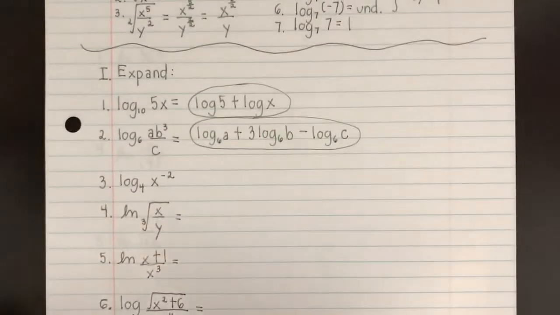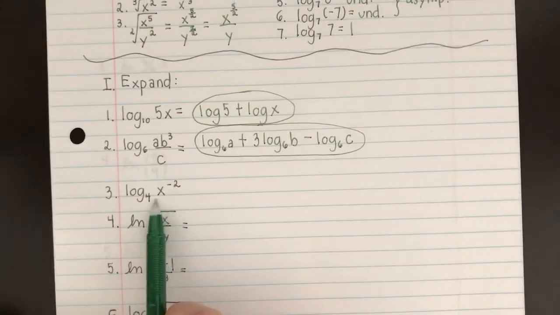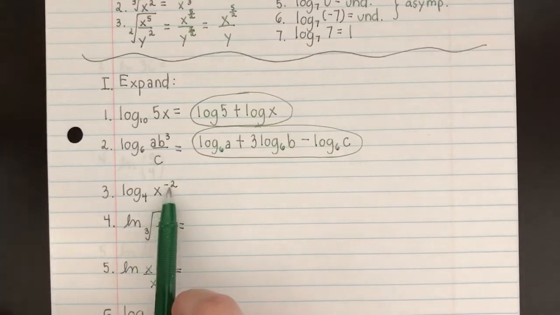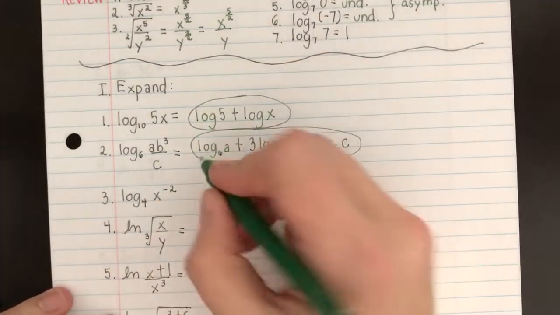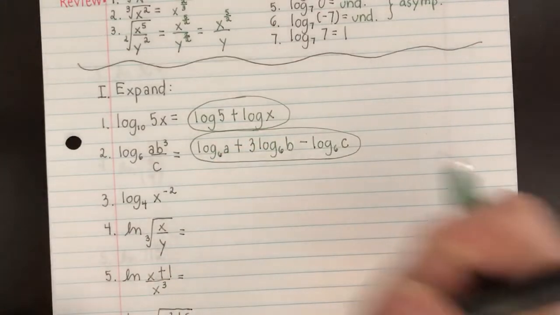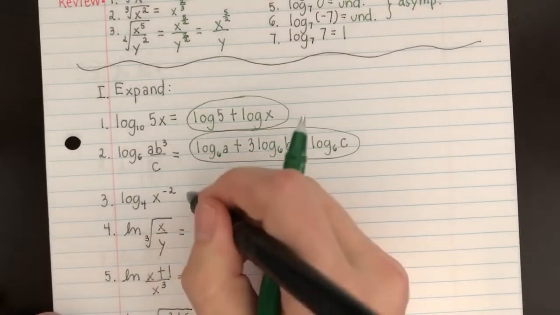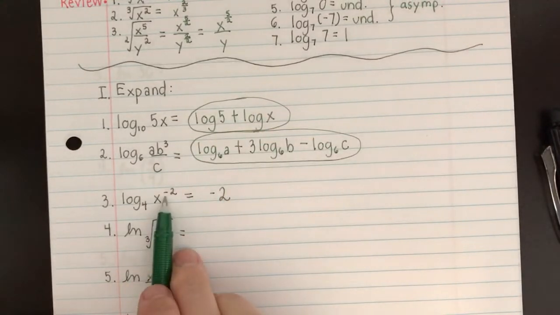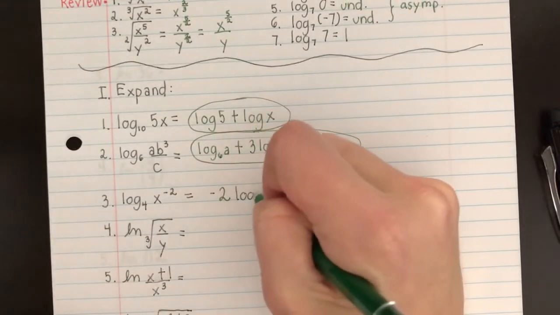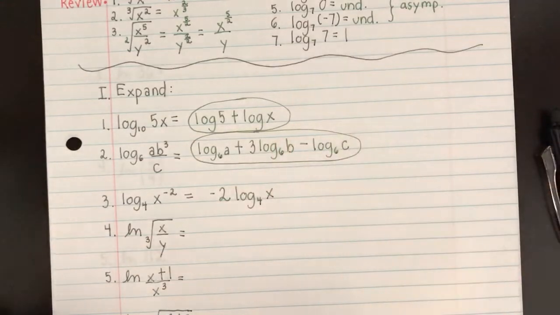All right, so let's look at this. Although it looks funny, you're going to use your power property. So this would come out in front and it would equal, I forgot my equal sign here, negative 2, which was the power, times log base 4 of x.